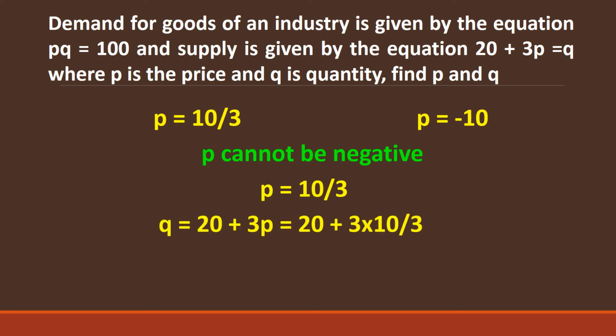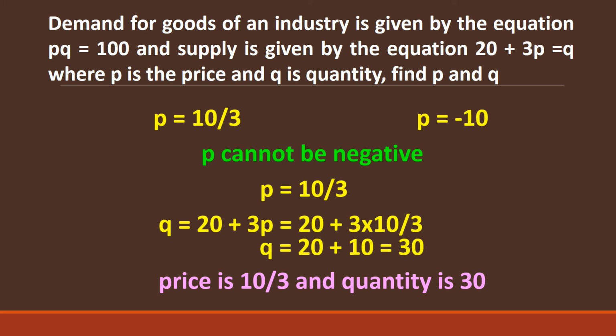Now, we have to find out the quantity, or Q. Q is 20 plus 3P as given in the question. So, that will be equal to 20 plus 3 into 10 divided by 3. So, Q is equal to 20 plus 10, that is 30. Thus, we get price as 10 by 3 and quantity as 30.